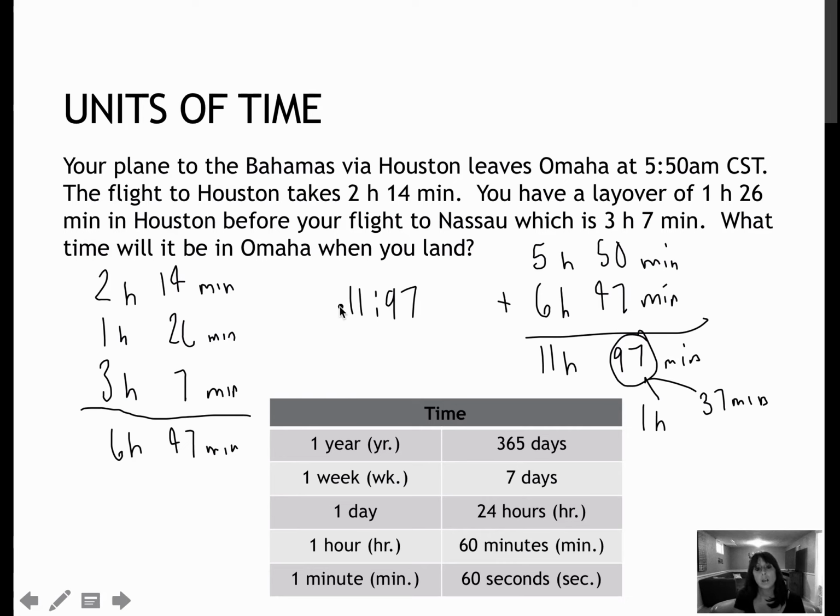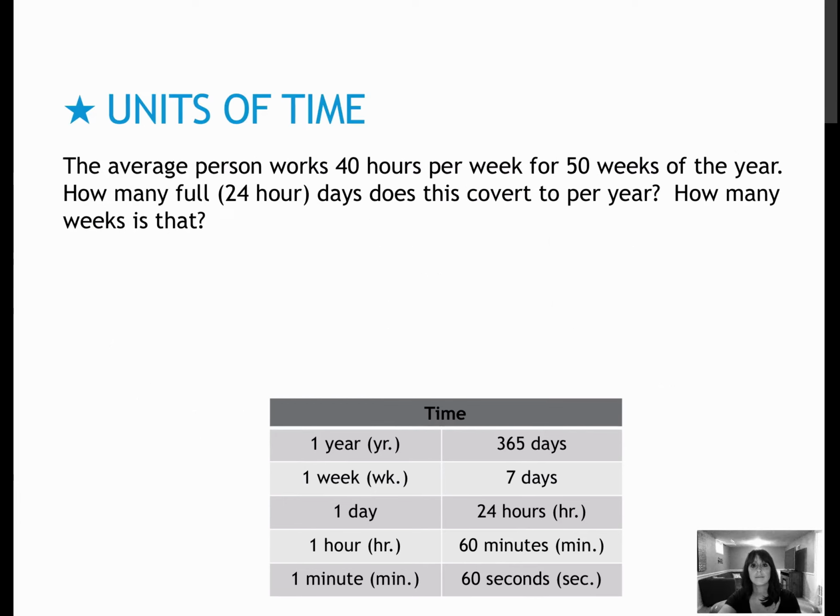So 11:97 now turns into 12 because I added that hour. And then 37, and of course now we're on the PM side of the scale.